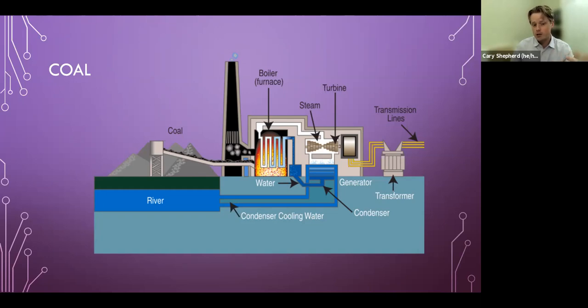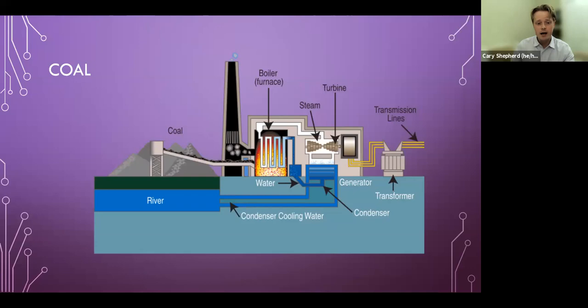So this power source, which has been around forever, has provided reliable power to the United States. But the negative externalities associated with it are just massive. And this is one of the reasons why, hopefully, we're seeing a shift away from these energy sources.